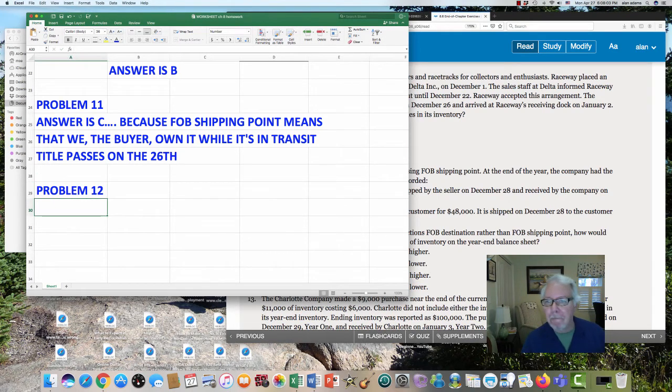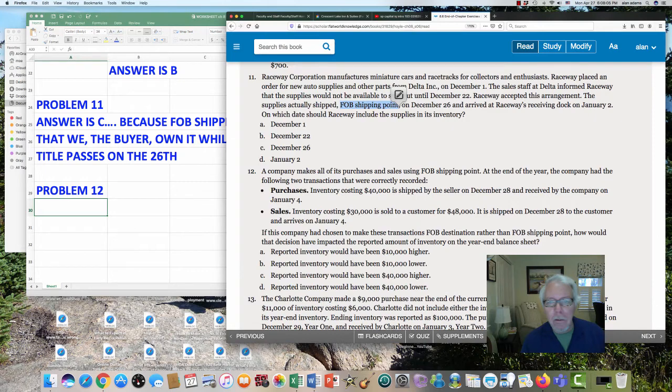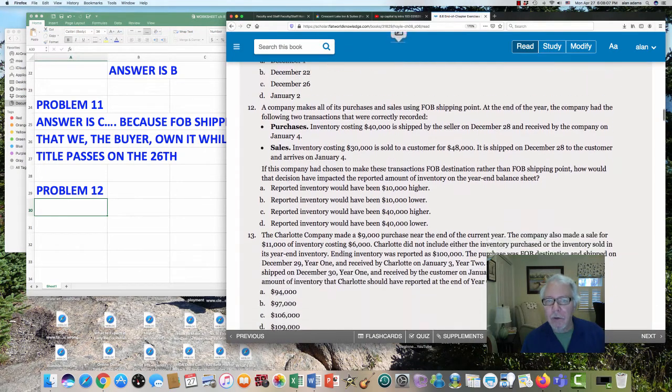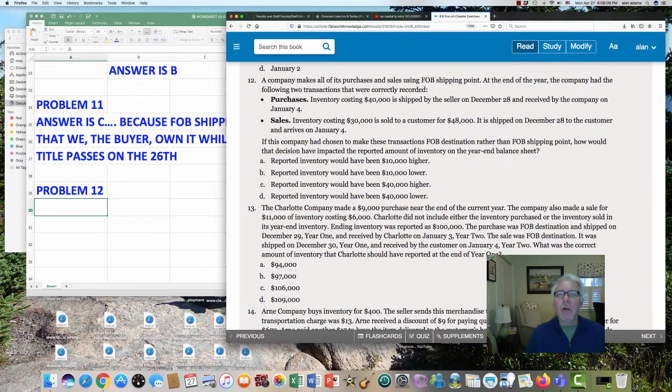Let's see what we've got. Okay, a company, oh, I love problems like this. We are going to do both a sale and a purchase. We've got one thing that we buy, and a different thing that we sell.